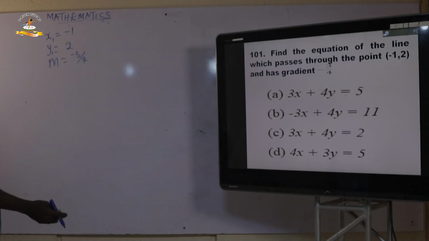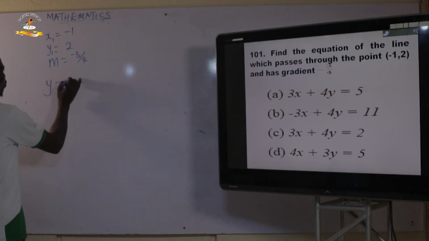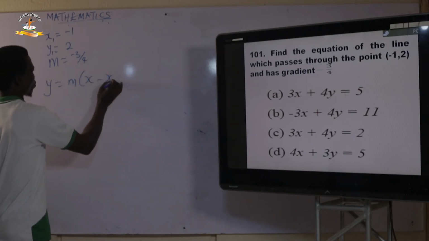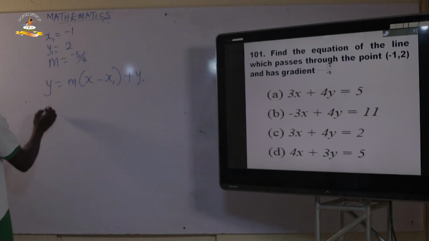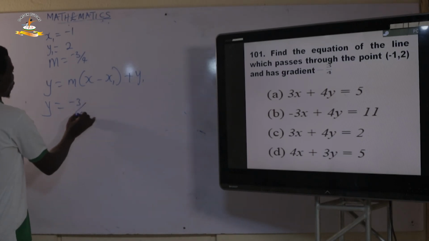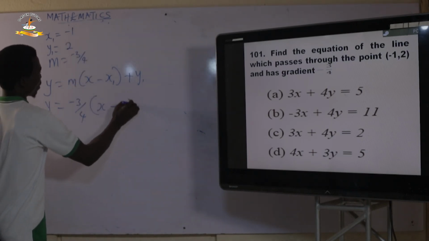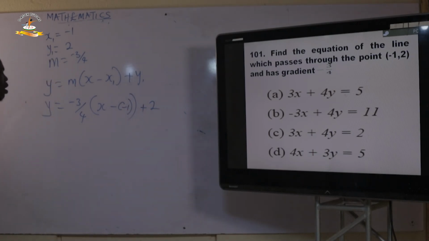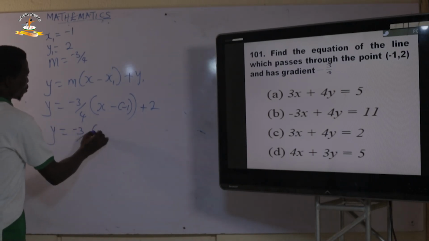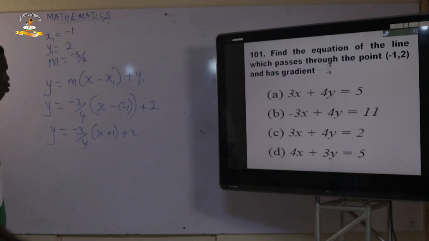But you know the general standard equation of a straight line is what? It is y equals m into bracket x minus x1, plus y1. So with this, we're just using our values: y equals -3/4, because that is m, times (x minus -1), plus y1, which is 2. So here we simply simplify the remaining. This is going to be (x plus 1) plus 2, and we use this -3/4 to open out.